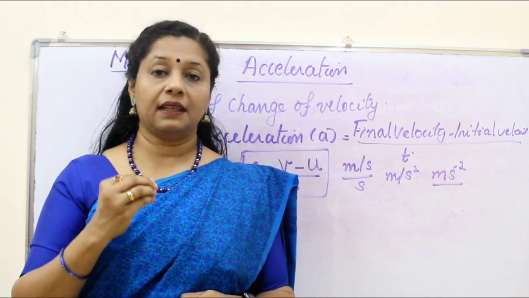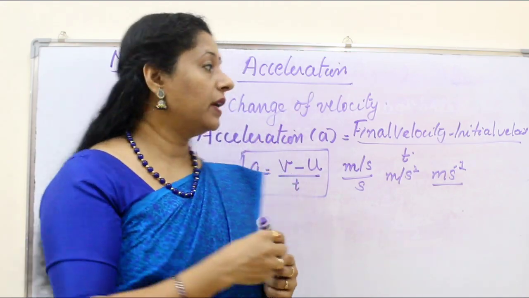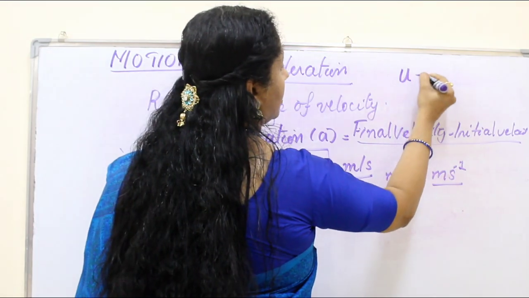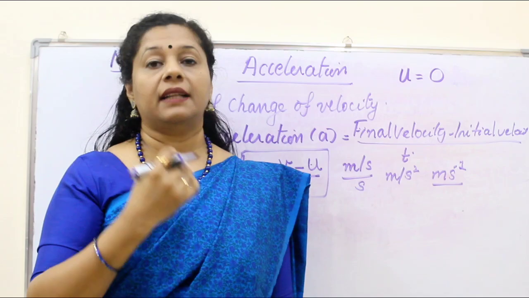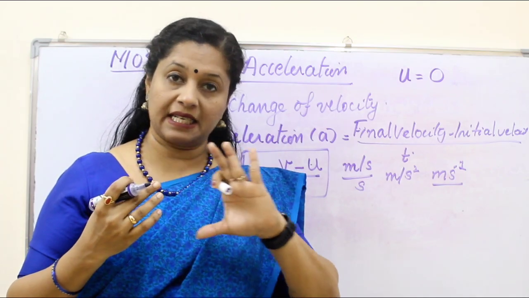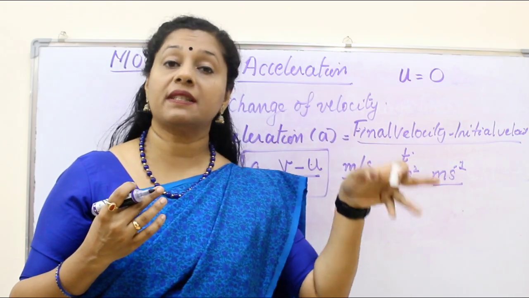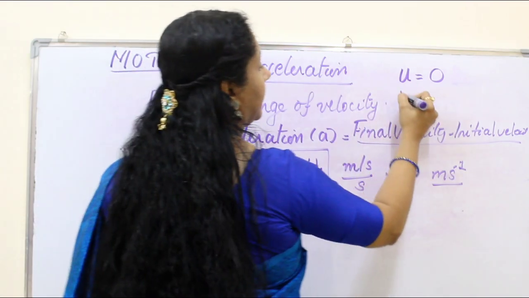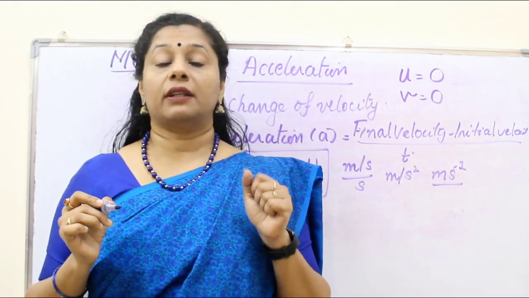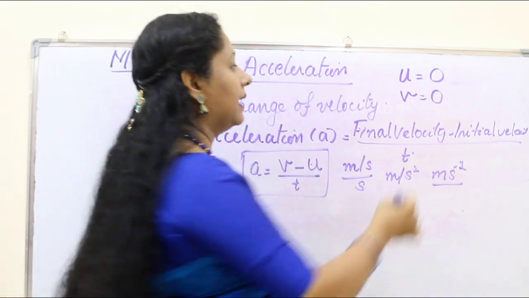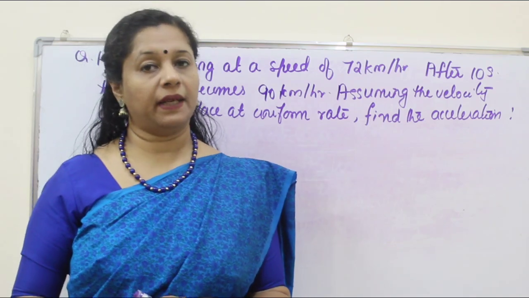If you are doing a problem where the body is starting from rest, then the initial velocity u is taken as 0. In the same way, if it is going at the speed of 80 km per hour but it is stopping at one point, then what is the final velocity? 0. So v should be taken as 0 in such cases. But if in the question they are giving that the vehicle or the body is moving with a constant velocity, then acceleration will become 0. Let's now solve a numerical based on this.